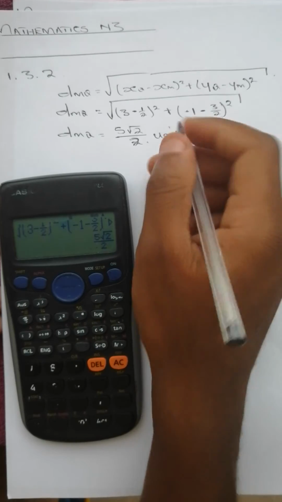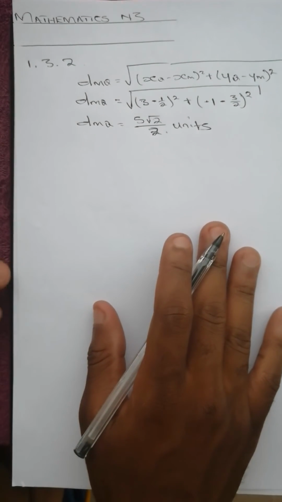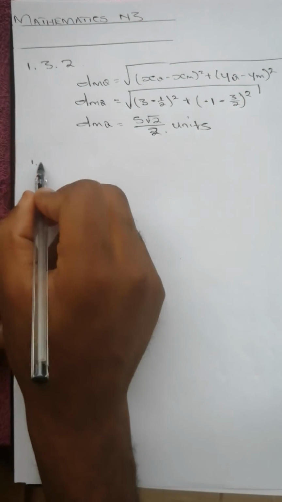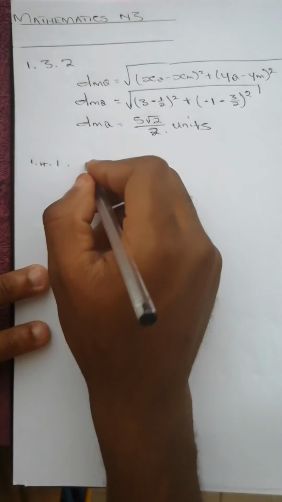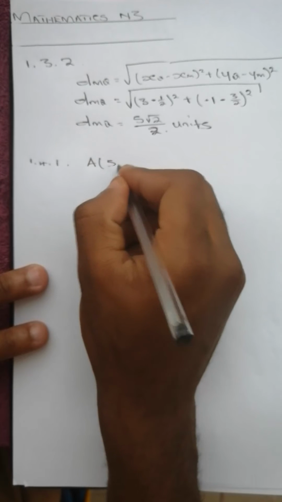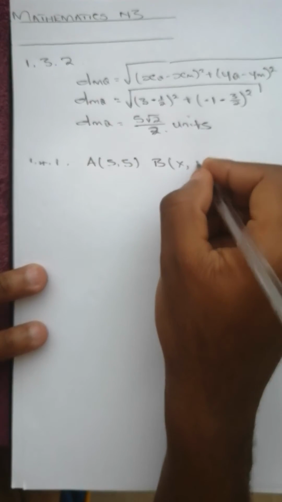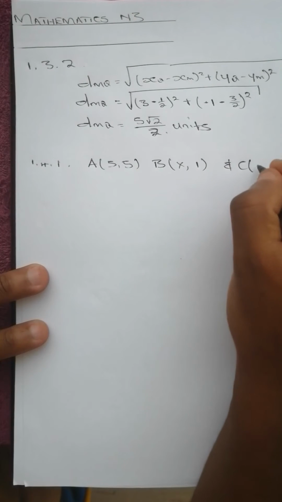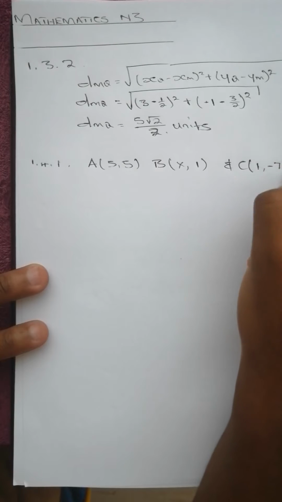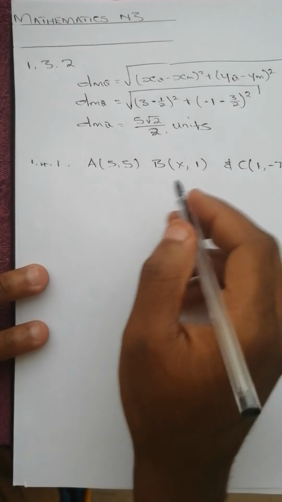We are told to leave it at the simplest set form, so we'll leave it as it is. Then we go to question 1.4.1. We are given a triangle with the vertices A (5, 5), B (x, 1), and C (1, -7). We're told to determine the value of x.